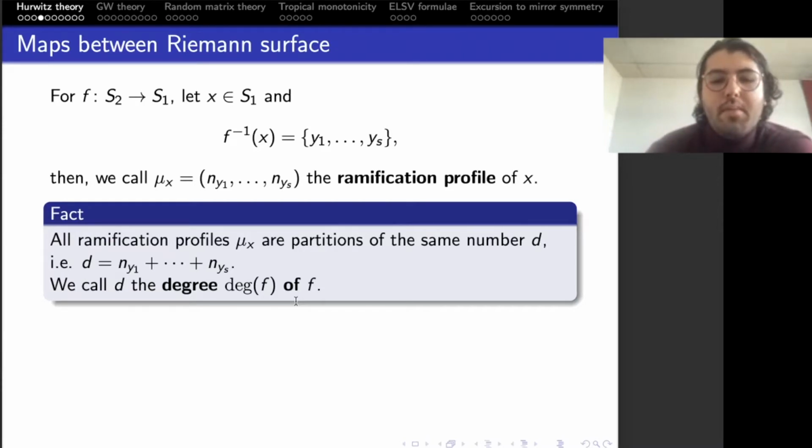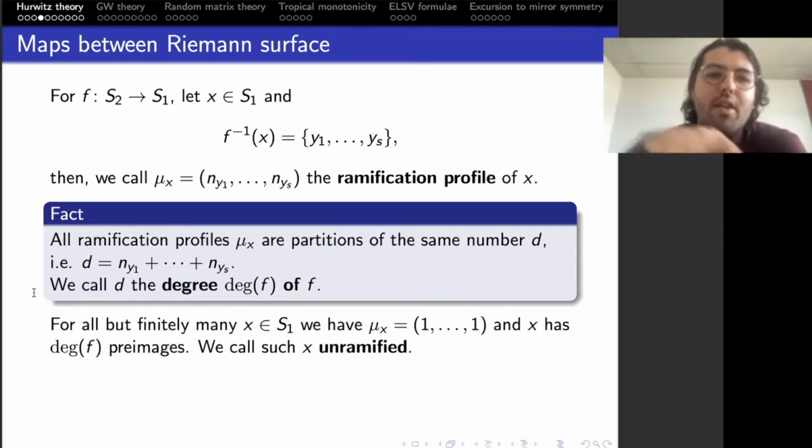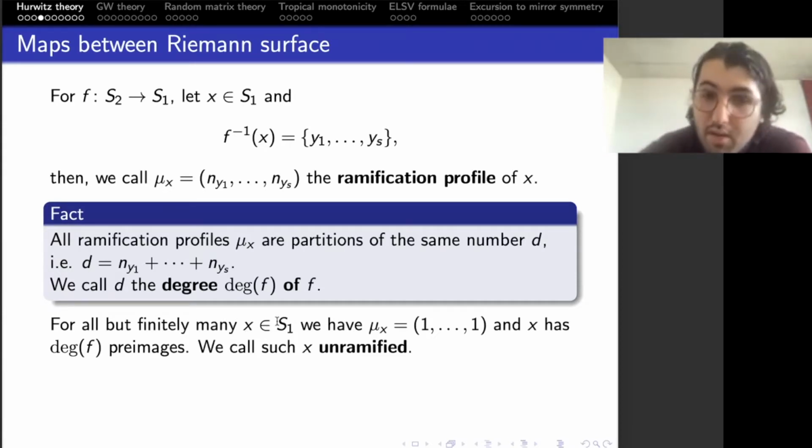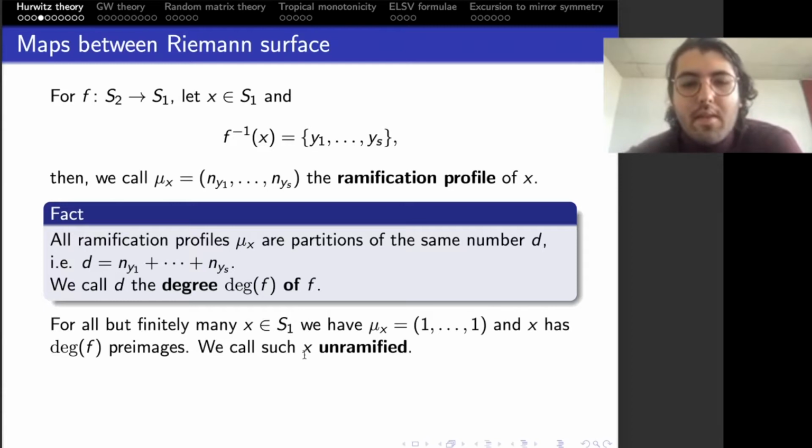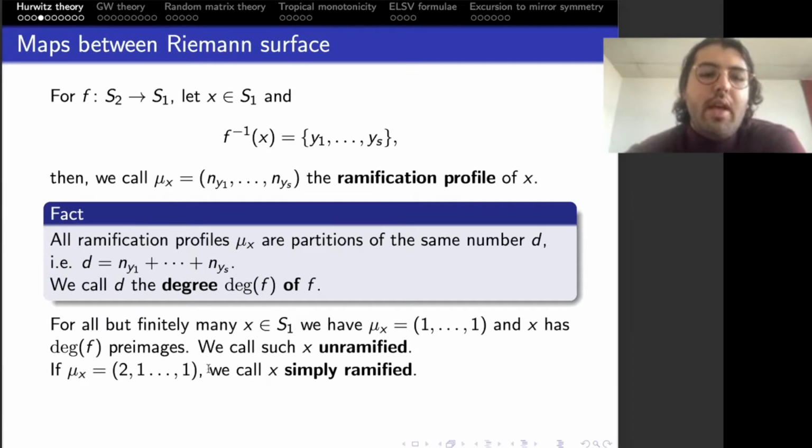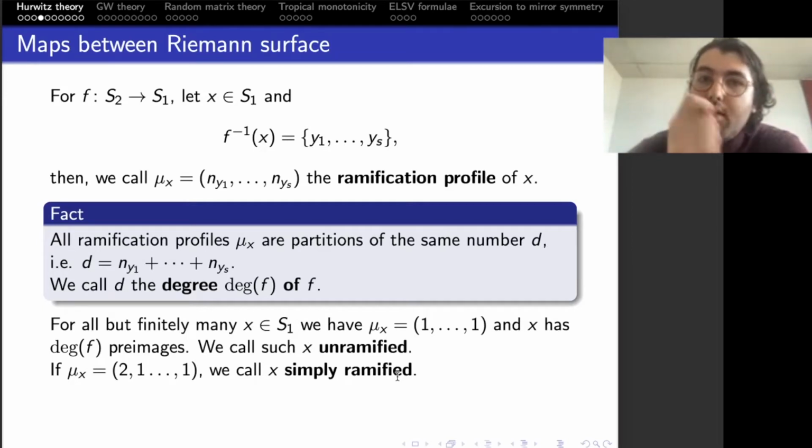Okay, so now there are some ramification profiles that show up more often than others in Hurwitz theory, and I want to give names for 2 of them. So recall that for all but finitely many points in S2, the ramification index was equal to 1. Therefore, for all but finitely many points x in S1, we have that the ramification profile is the trivial partition of d. And this in particular means that x has exactly deg f many pre-images. And we call such points x in S1 unramified. Now, the easiest non-unramified case is a so-called simply ramified case, which is the following. So if the ramification profile is 2, and then only 1s, we call x simply ramified. That means I have one point in the pre-image of x that has ramification index 2, and at all the other points the map is locally linear in the pre-image of x.